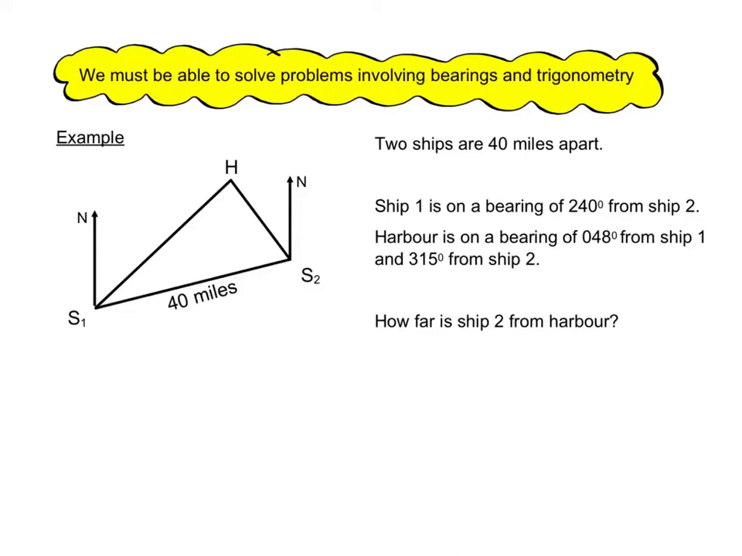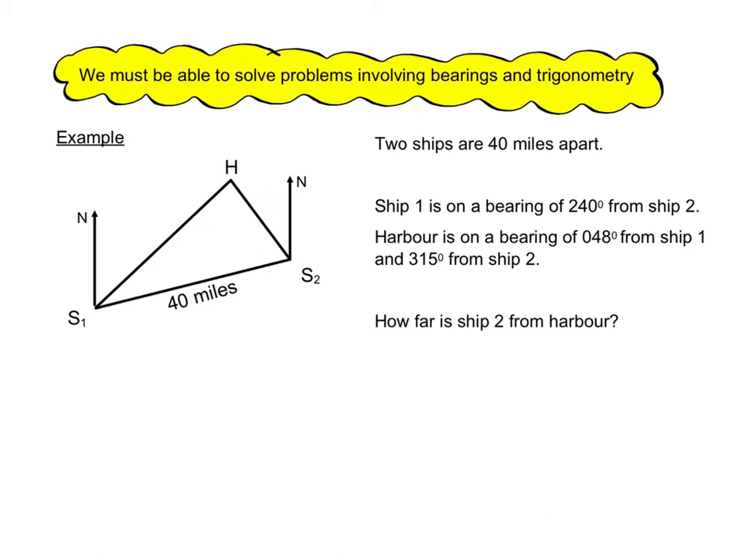Now that we've looked at a recap of what three-figure bearings actually are and how to work with them a little bit, we need to go on and use this to solve problems involving bearings and trigonometry. The idea with these questions is you're usually given a diagram. It'll have some north lines on it to help us work out where our bearings are or what our angles are. And the idea is we want to get rid of the bearing stuff fairly quickly and turn this into a plain triangle with angles inside the triangle, as many as we can find, and as many sides as we can find.